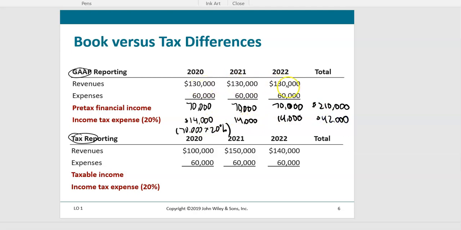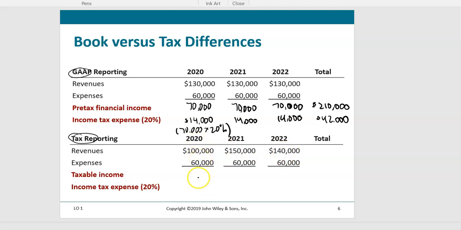If we were to add up the total revenues, we would see $390,000. What if we added up the total revenues under the tax form? Again, we see $390,000. So all this is a timing mismatch between when we're recognizing the revenues under GAAP versus under the tax reporting.